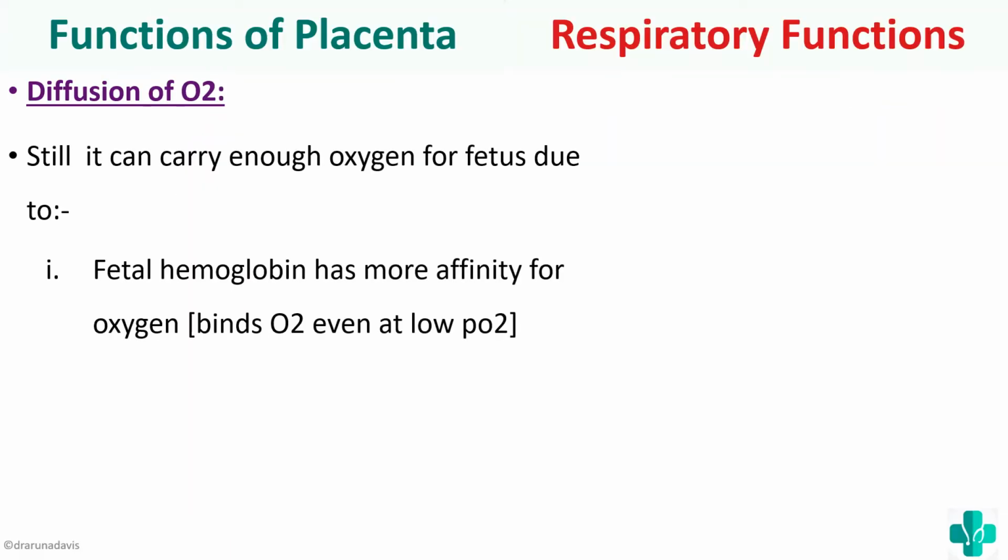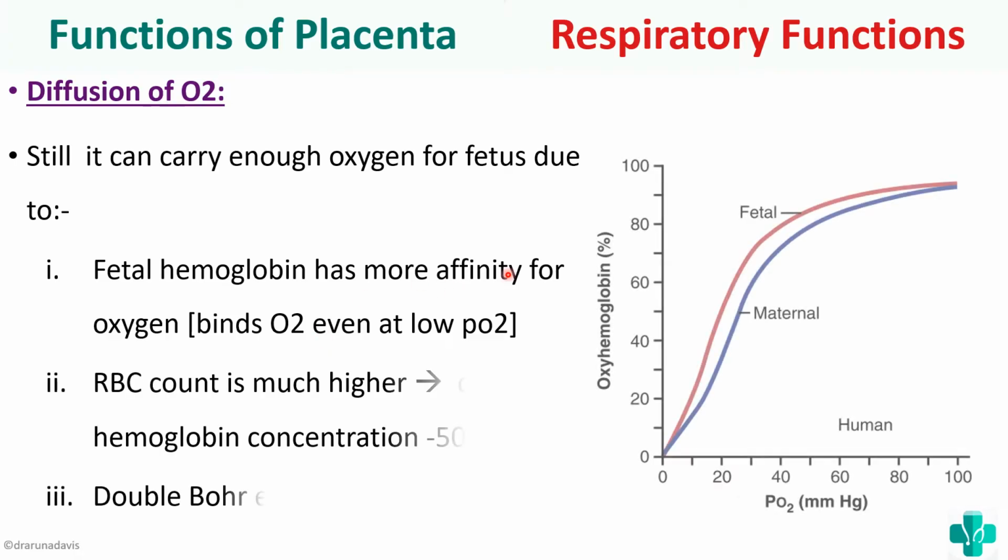See, even though it is just 30 millimeters of mercury, still it can carry enough oxygen for the fetus, due to the fact that the fetal hemoglobin has more affinity for oxygen, that is, it binds oxygen even at a low PO2. See, we know that the fetal hemoglobin is different from adult hemoglobin, and it has more affinity. So remember in respiratory physiology we learn about this oxygen dissociation curve.